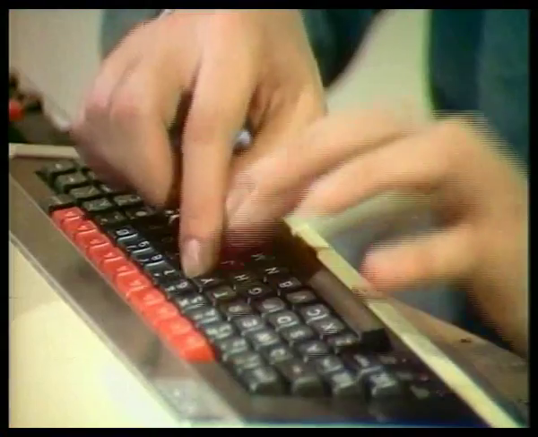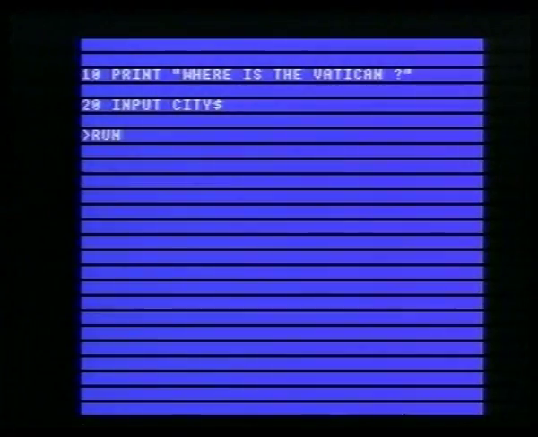Okay. So if we can run that, and we can get the computer to actually run through those two instructions, let's try it out. So you just type run, and return. That's all you need to do. So there it is. Where's the Vatican? And it gives you a little question mark saying, what are you going to put in? So it's expecting you now to put in a word.